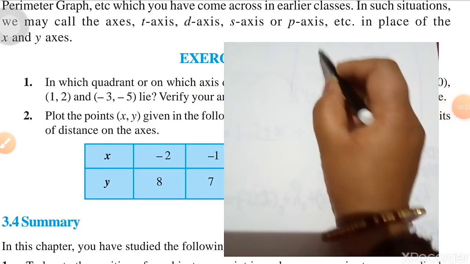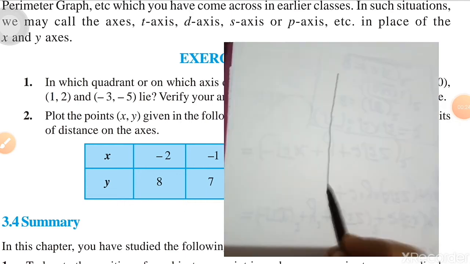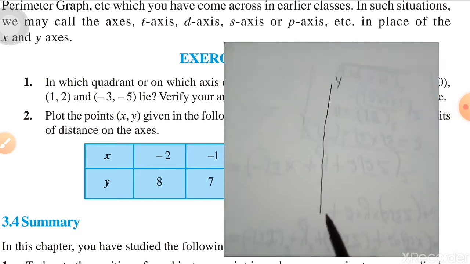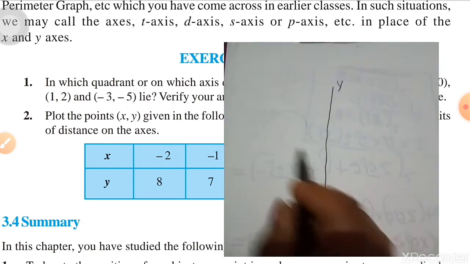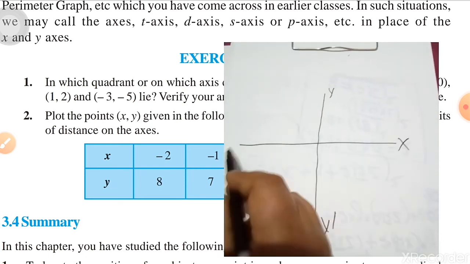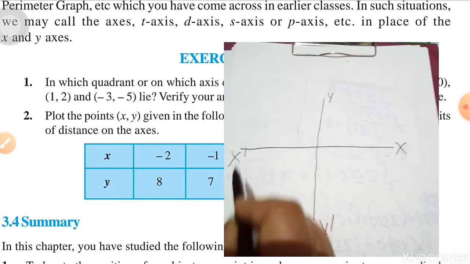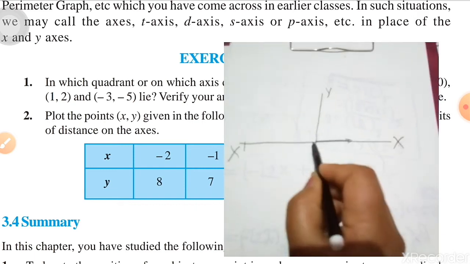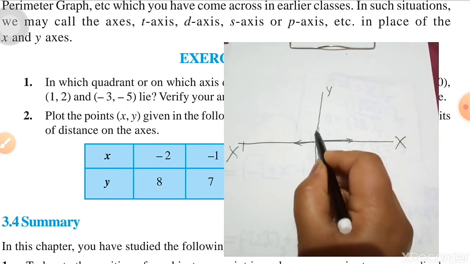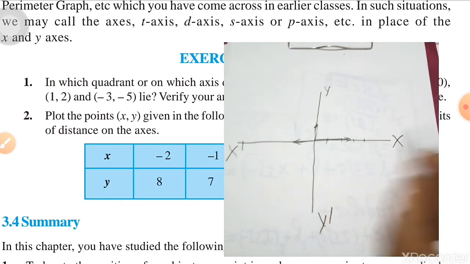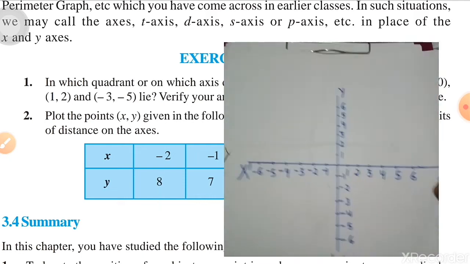This vertical line is known as the y-axis and denoted by y dash. Similarly, this horizontal line is known as the x-axis and denoted by x dash. And this is the positive x-axis and this is the negative x-axis. This is the positive y-axis and this is the negative y-axis. And we have to locate the point like this. I have just done it for you.